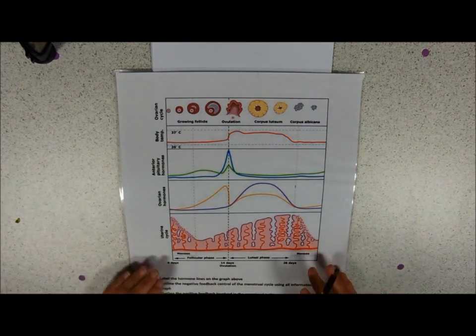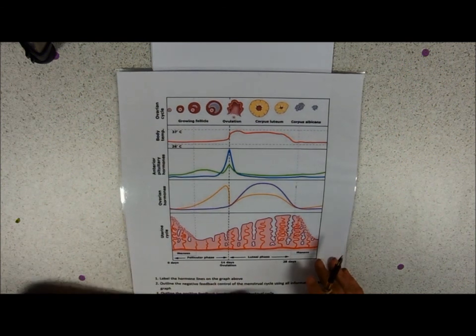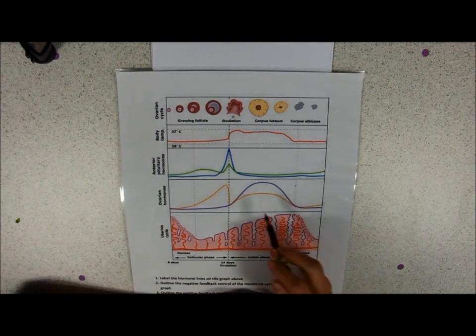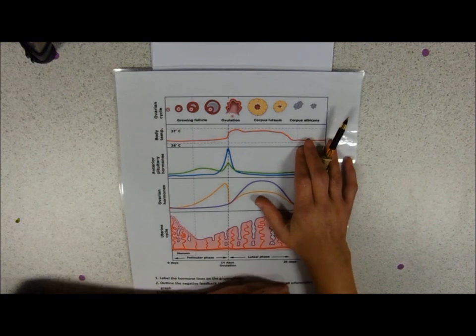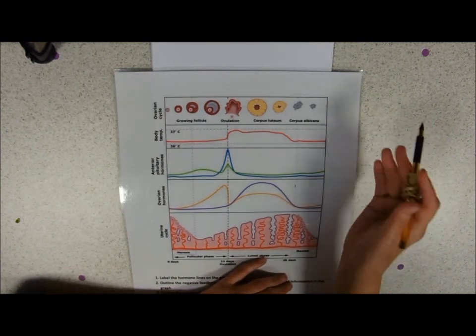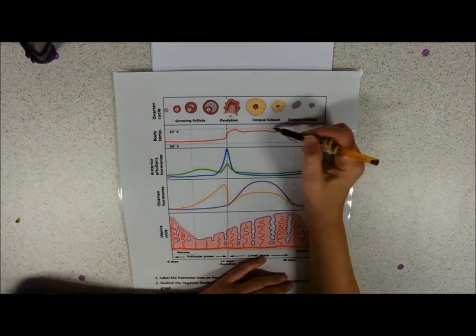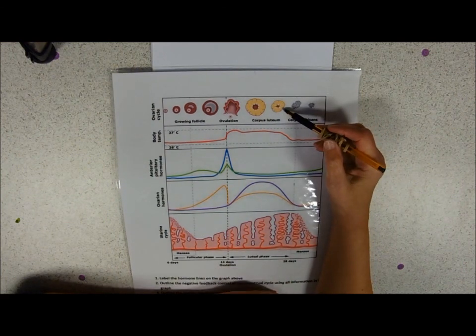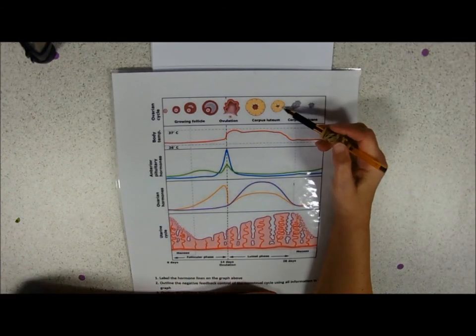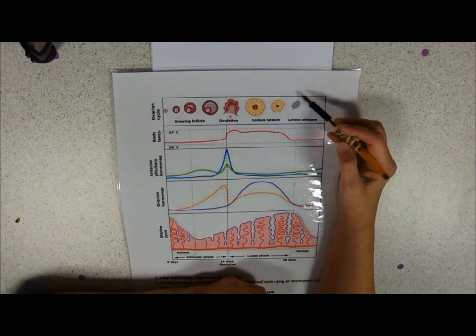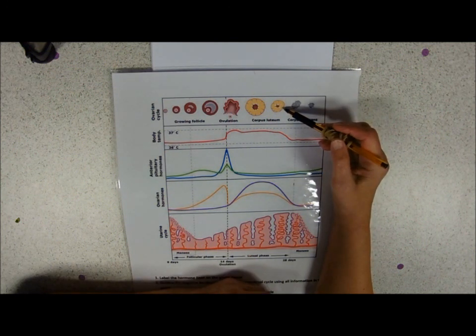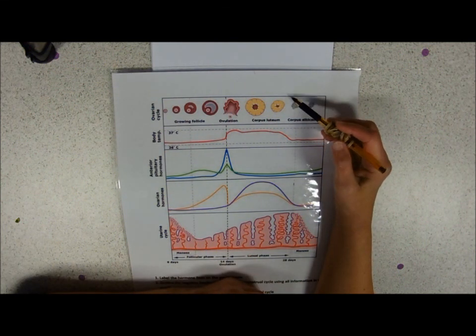So, there are a couple of other hormones that you need to be aware of. So, this is the graph for if a pregnancy doesn't happen. But of course, if a pregnancy does happen, this corpus luteum is going to be maintained by the release of human chorionic gonadotrophin from the chorionic villi of the developing embryo.